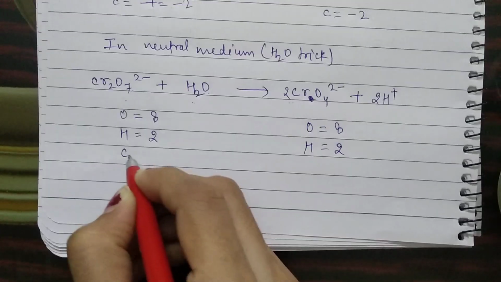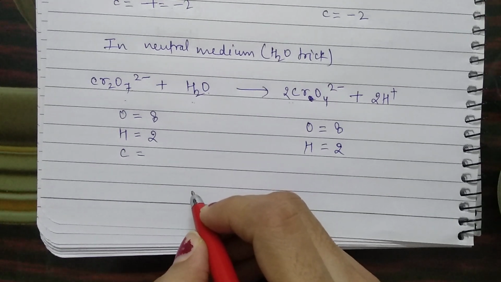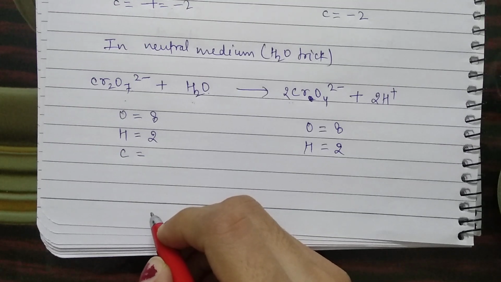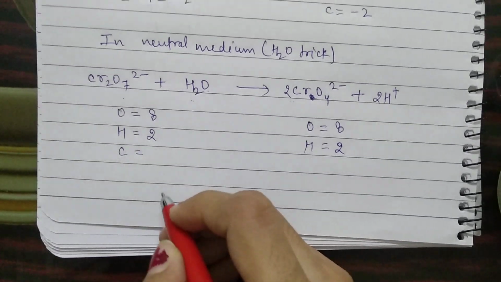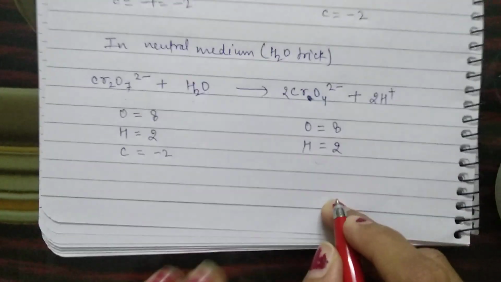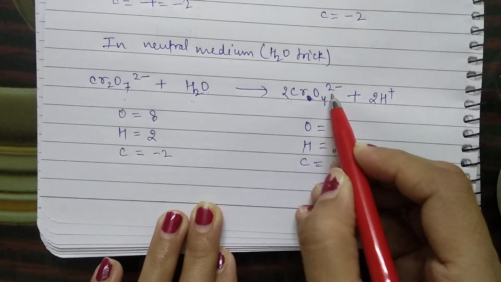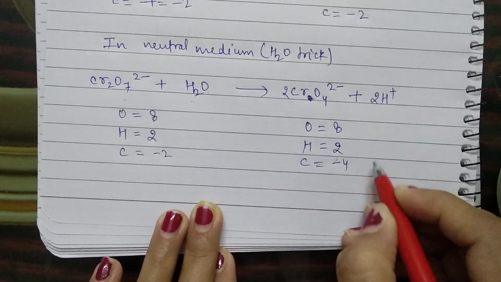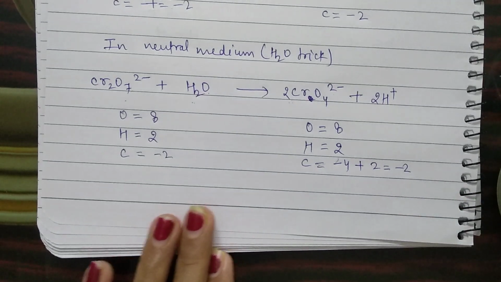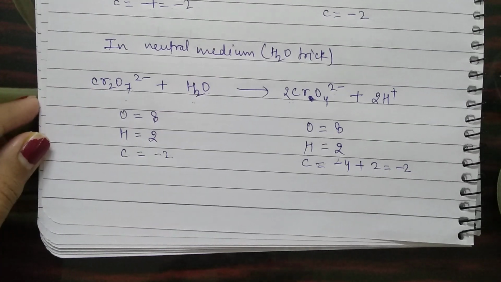Now we can look at charge. The charge on the reactant side is -2, whereas the charge on the product side is 2 multiplied by -2, which is -4, plus 2, which equals -2. Thus the charge is also balanced in this reaction, and that's how we balance this particular reaction in the neutral medium.